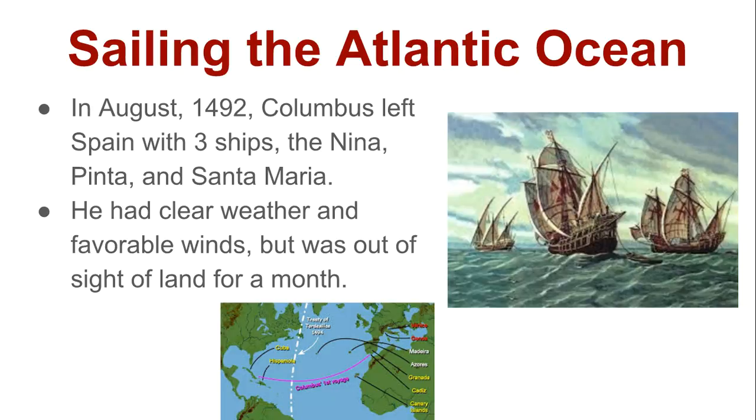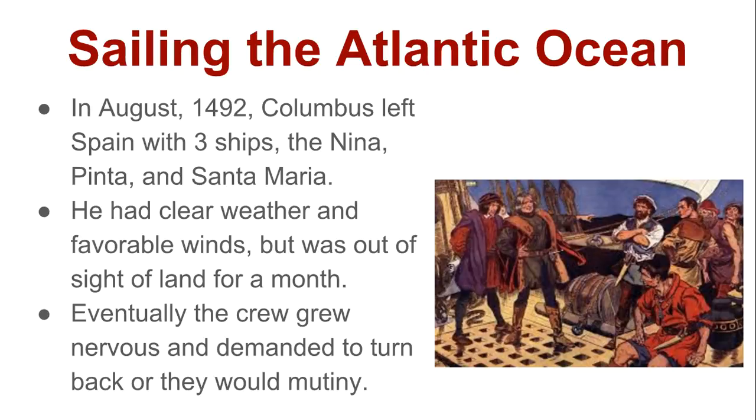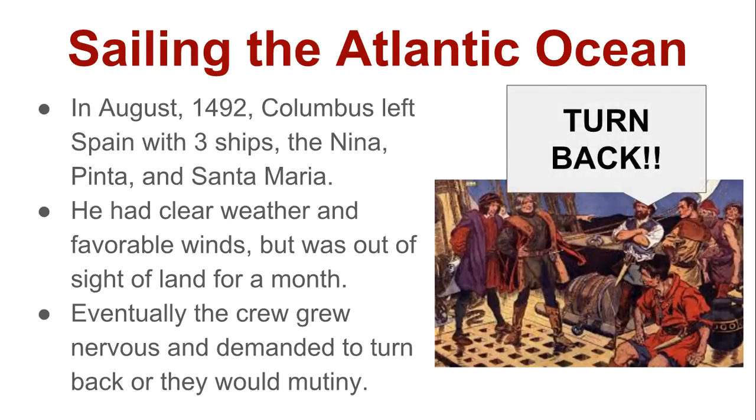But his sailors start to get nervous. This is at a time when people sail within sight of land. They don't leave sight of land, especially not for very long. And when his men get out of sight of land for more than a month, they start to get nervous. And eventually the crew grows so nervous that they demand that they return or they will mutiny. That is, they will take over the ship, throw Columbus in a room down below, lock him up, take the ships, and go home. They are demanding that Columbus turn back.